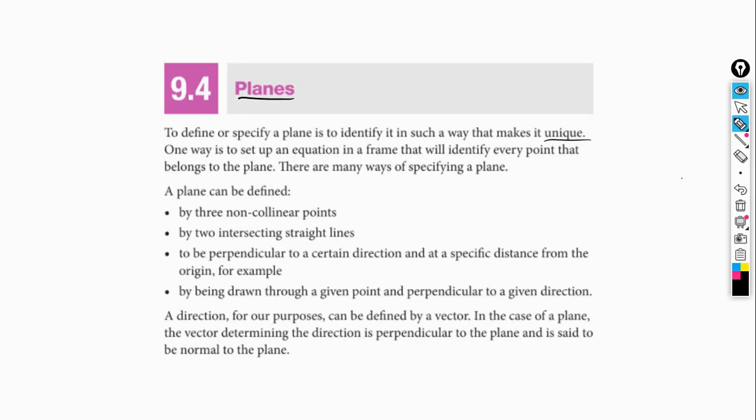A plane can be defined first, by three non-collinear points, by two intersecting straight lines, or to be perpendicular to a certain direction and at a specific distance from the origin, for example, by being drawn through a given point and perpendicular to a given direction. A direction for our purposes can be defined by a vector. In the case of a plane, the vector determining the direction is perpendicular to the plane and is said to be normal to the plane.